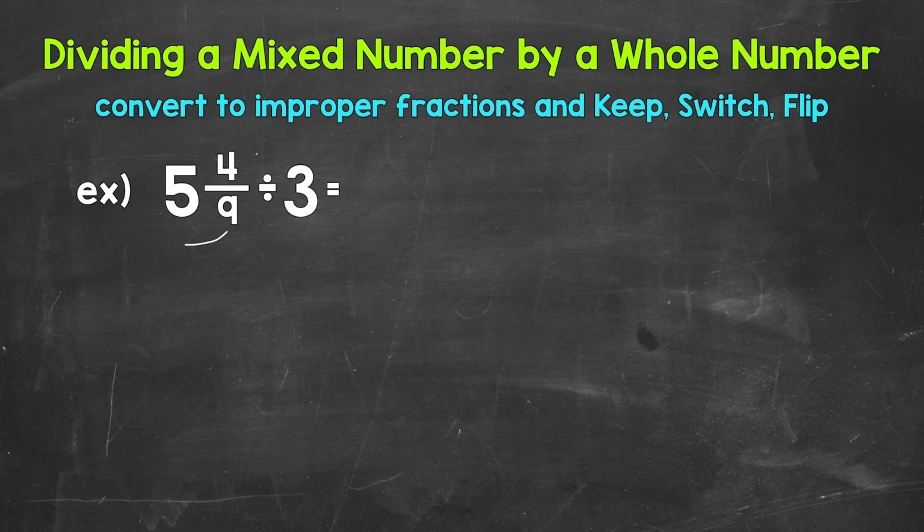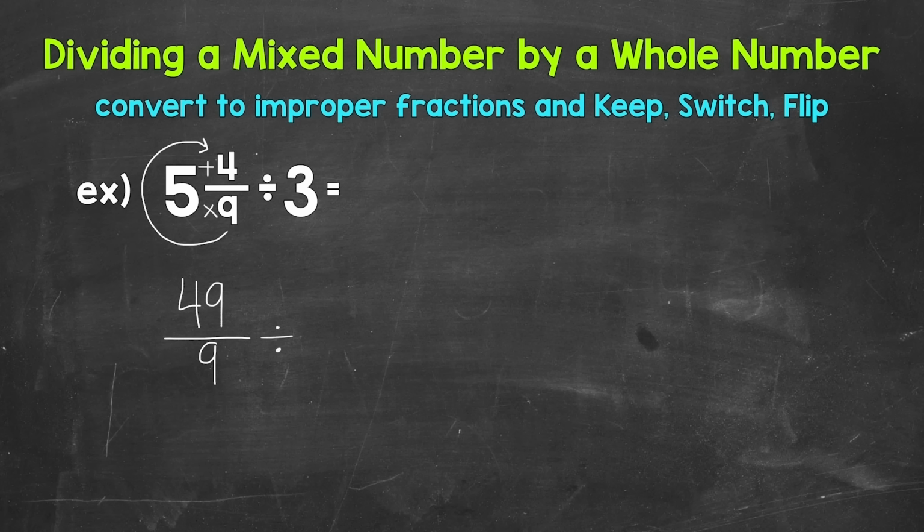So we can convert 5 4/9 to an improper fraction first. We start at the bottom and multiply and then add. So take the denominator and multiply it by the whole number. So 9 times 5, that gives us 45. And then we add the numerator. So add 4. 45 plus 4 gives us 49. And we keep the denominator of 9 the same, divided by 3.